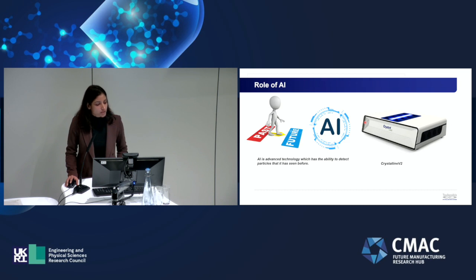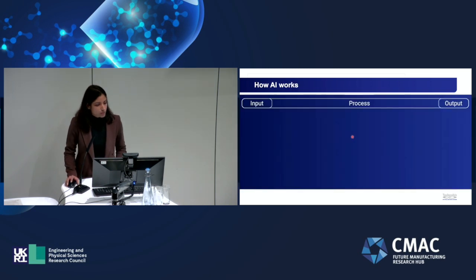So AI is an advanced technology which has the ability to detect particles that it has seen before. The instrument gathers a set of images where particles are clearly marked, and these sets of labeled images form the basis for teaching AI to detect particles in new pictures. So how it works, first the input. The process begins with providing an input image containing the particles.